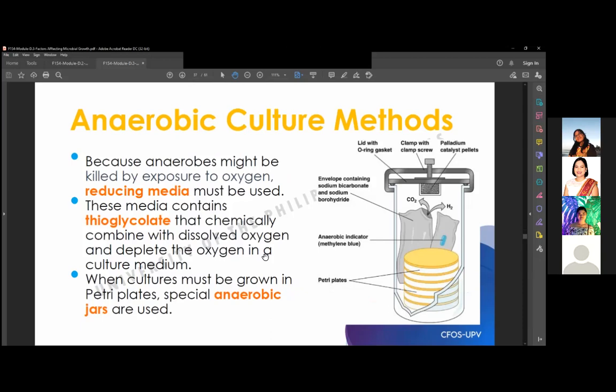Ayan yung mga improvised anaerobic jars, no? Pero ngayon madami ng mga anaerobic culture hood or culture cabinet. So there's no problem with that one. Okay, next na tayo.